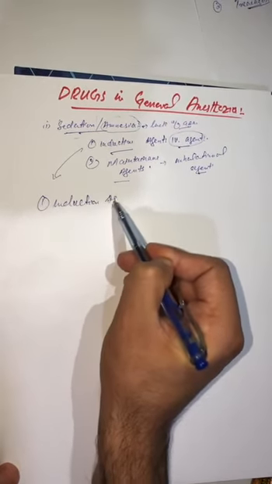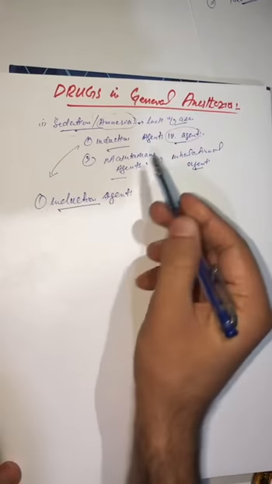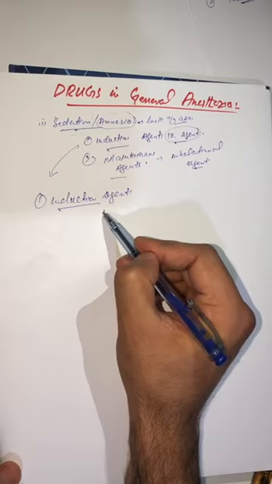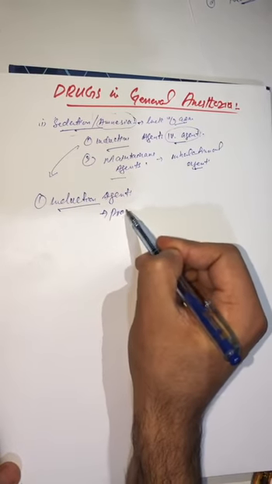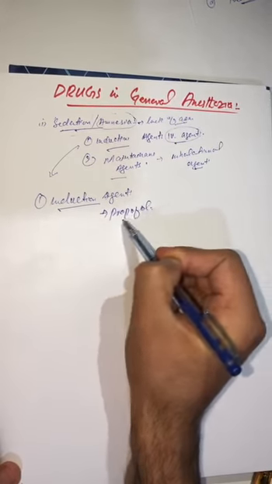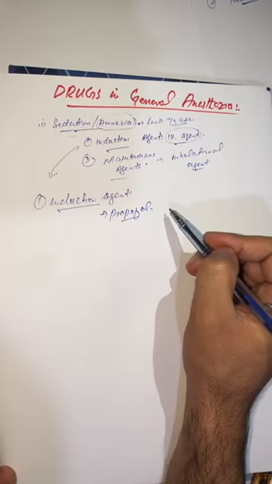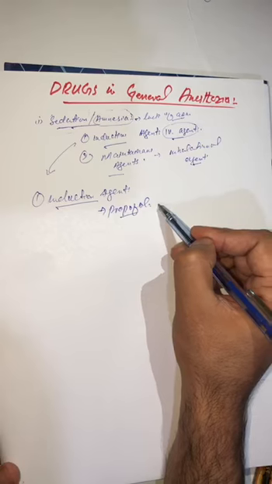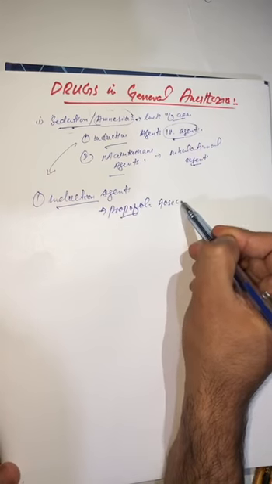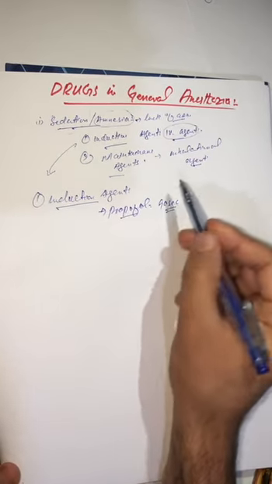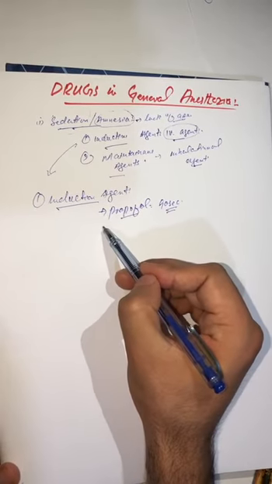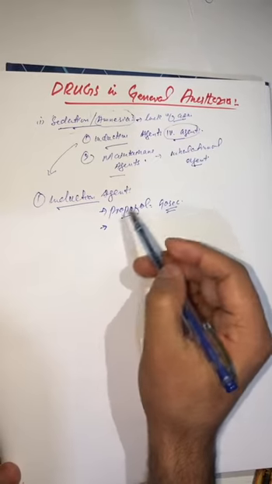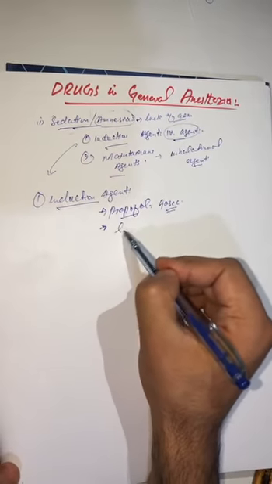The most commonly used induction agent is propofol. And always remember, the action of propofol is very fast. Like we can say, within 90 seconds, the patient will fall asleep. And why is propofol used mostly before surgery as an induction agent? Because of the least side effects.